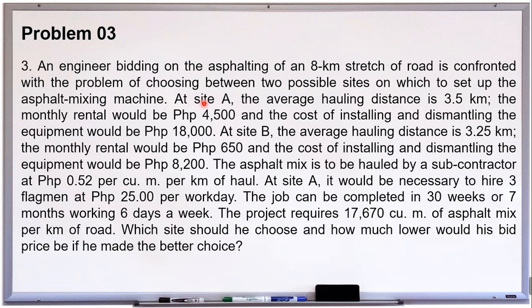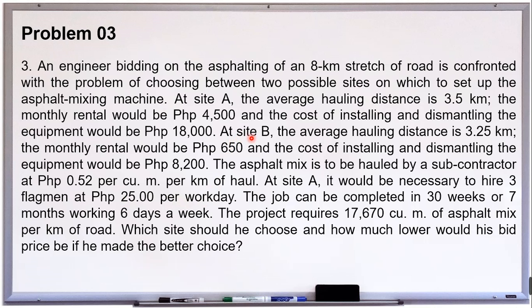For site A, its distance from the project is 3.5 kilometers, and then the monthly rental is 4,500 pesos. The installation and dismantling cost is 18,000 pesos. Now, this site also requires 3 flagmen, in which the rate per flagman is 25 pesos per day.